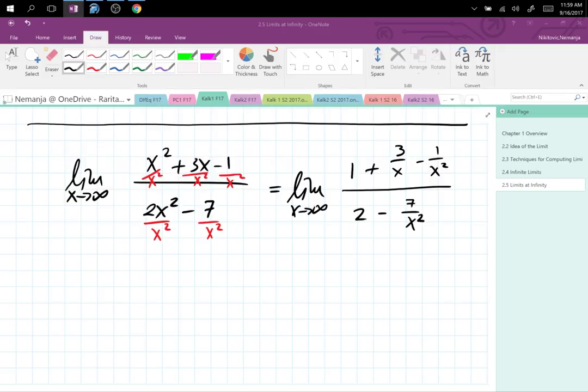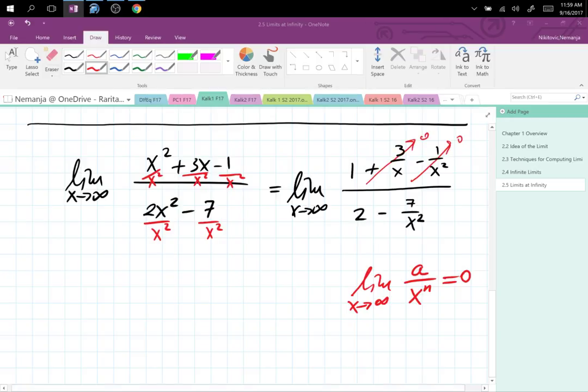Remember what I wrote before? The limit of any number divided by x to any exponent is equal to 0 as x goes to infinity. The limit of any number divided by x to any power as x goes to infinity is 0. So every single one of these will go to 0. And you are left with 1/2, which turns out to be the asymptote at y equals 1/2.